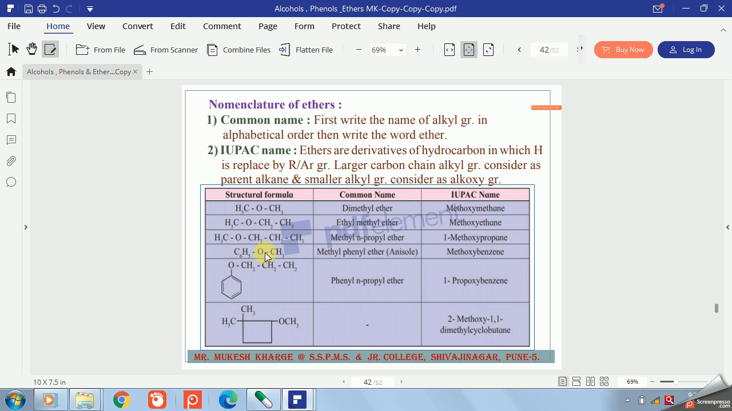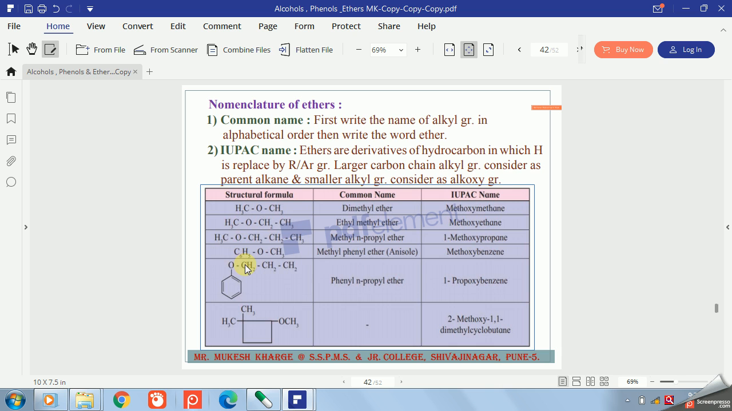Then here C6H5OCH3. One is methyl, another is phenyl, so the common name is methyl phenyl ether. It is also known as anisole, and the lower carbon group is CH3, so methoxy, and the C6 aromatic compound is benzene, so methoxybenzene is the IUPAC name.